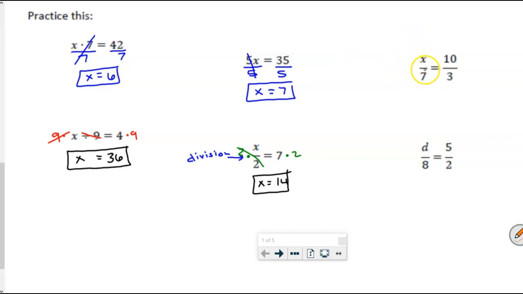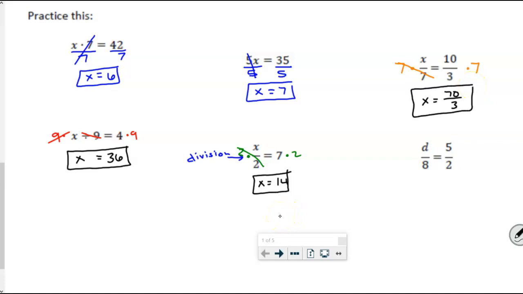X is divided by 7. I undo dividing by 7 by multiplying by 7. Whatever I do to one side, I do to the other side. This part divides out, multiplies out actually, and I'm left with just x is equal to, calculators if you need them, but 10 thirds times 7 is the improper fraction 70 thirds, yeah? Okay, and fractions are friends. I don't want a mixed number here. Fractions are friends. Put a box around it. We like that number.